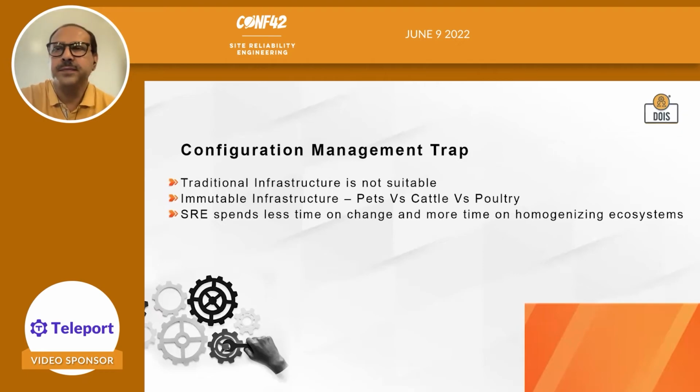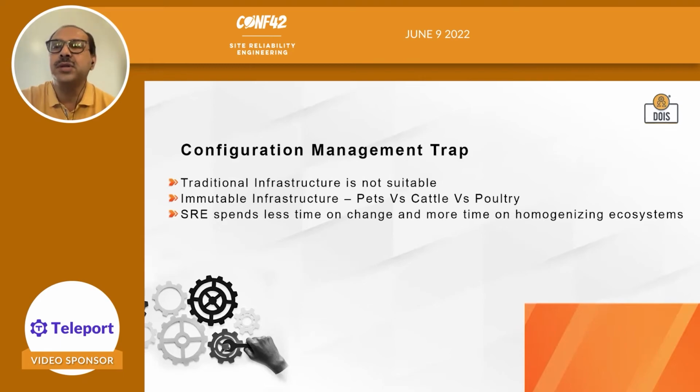So we move to cattle, which is less emotional attachment, more numbers, more work can be done. If the cattle is sick, we just put down the cattle and replace. So this is the VM. But in today's evolving world, it is not good enough either. So what we are moving towards is poultry, like chickens. Huge numbers can be put in one place. Lot of work can be done, less expensive. And that is your containers. So we are moving into an immutable scenario with automation, with containers.